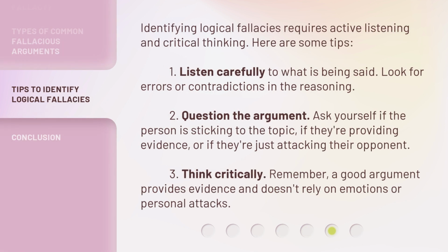Identifying logical fallacies requires active listening and critical thinking. Here are some tips. 1. Listen carefully to what is being said. Look for errors or contradictions in the reasoning. 2. Question the argument. Ask yourself if the person is sticking to the topic, if they're providing evidence, or if they're just attacking their opponent. 3. Think critically. Remember, a good argument provides evidence and doesn't rely on emotions or personal attacks.